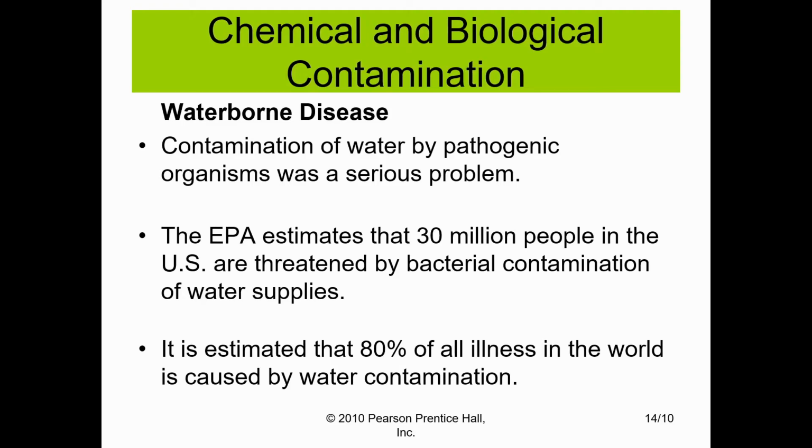Chemical and biological contamination of water presents a serious global health issue. Contamination of water can be divided into two major categories: chemical contaminants and biological contaminants. Biological contaminants include microorganisms that are pathogenic and bacteria. The EPA estimates that 30 million people in the United States are threatened by bacterial contamination of their water supplies. That's almost 10% of the population. And it's also estimated that over 80% of illnesses worldwide are caused by water contamination.